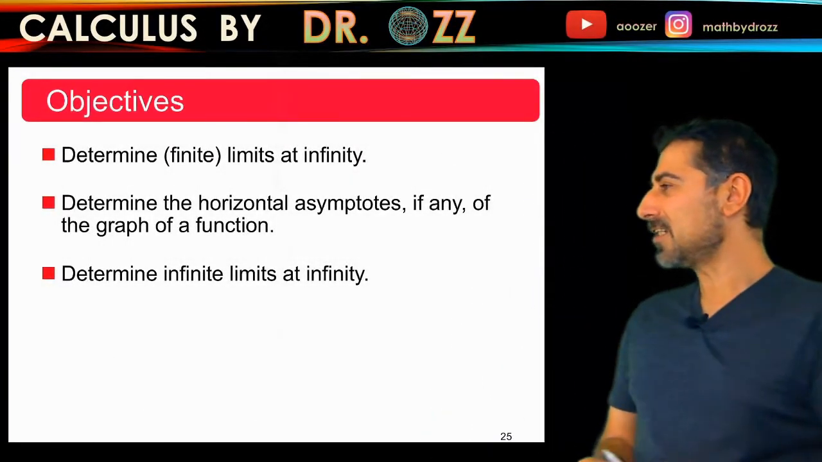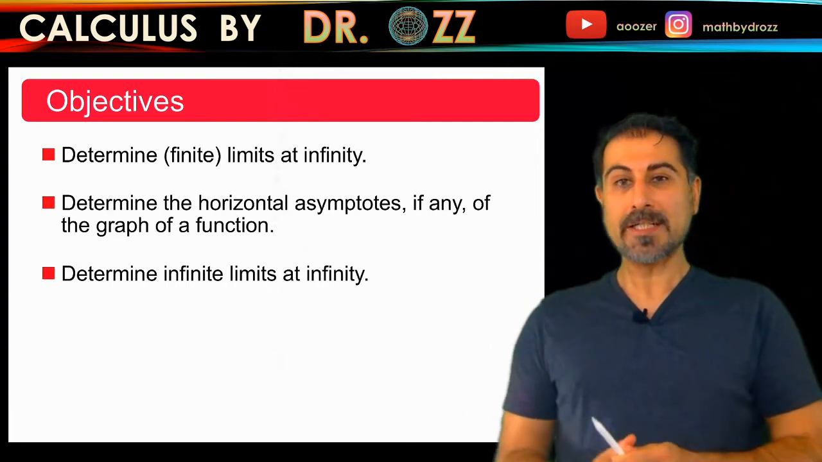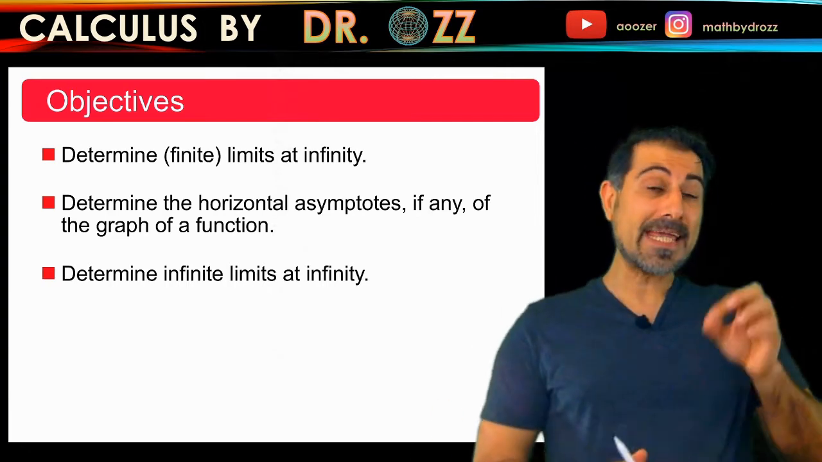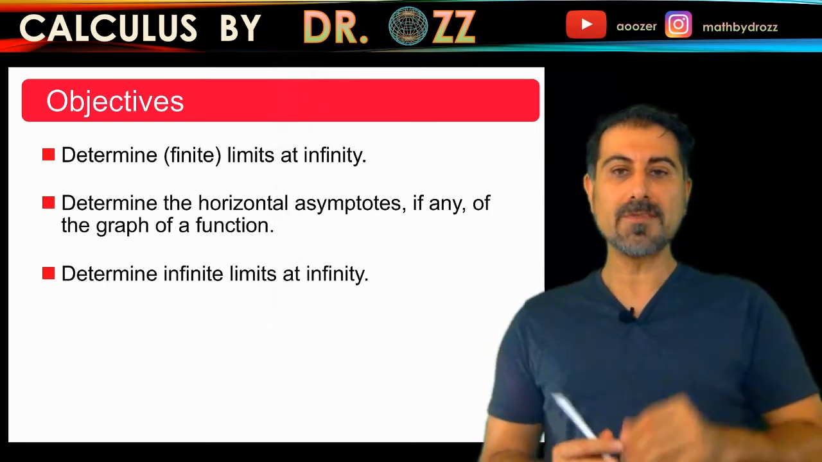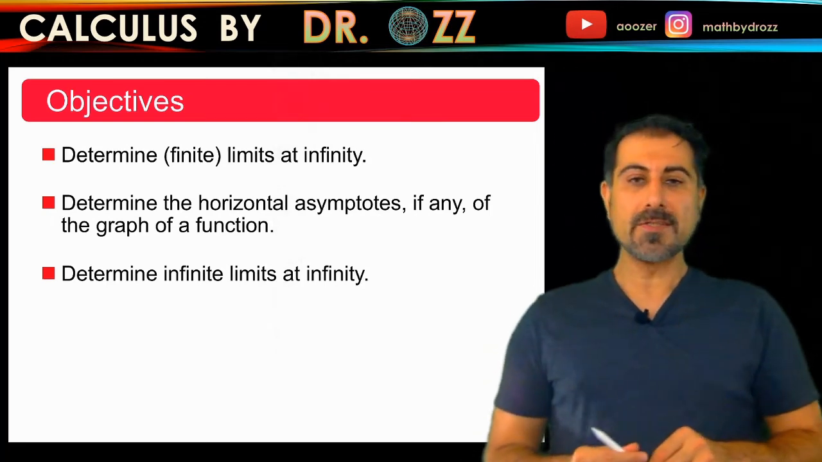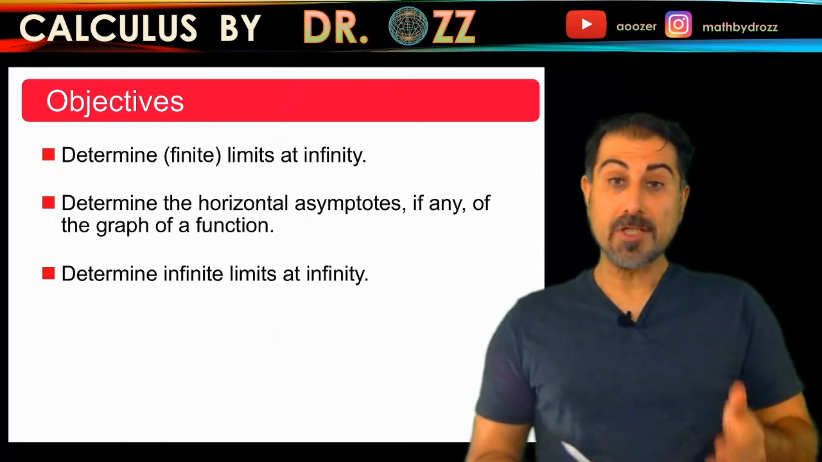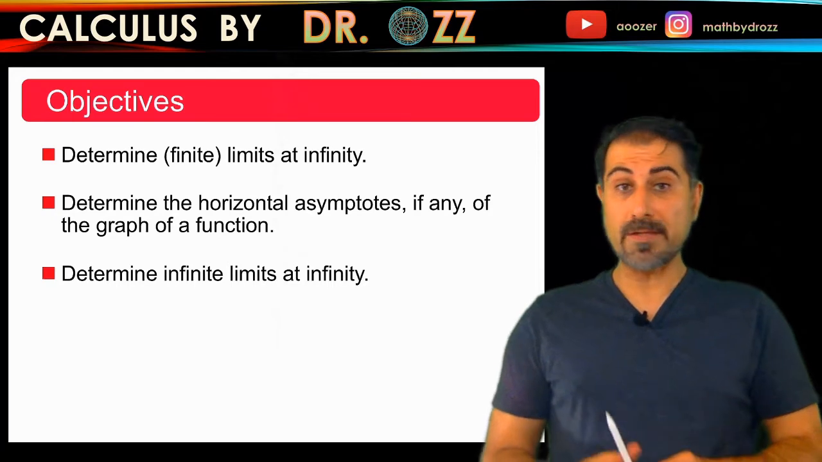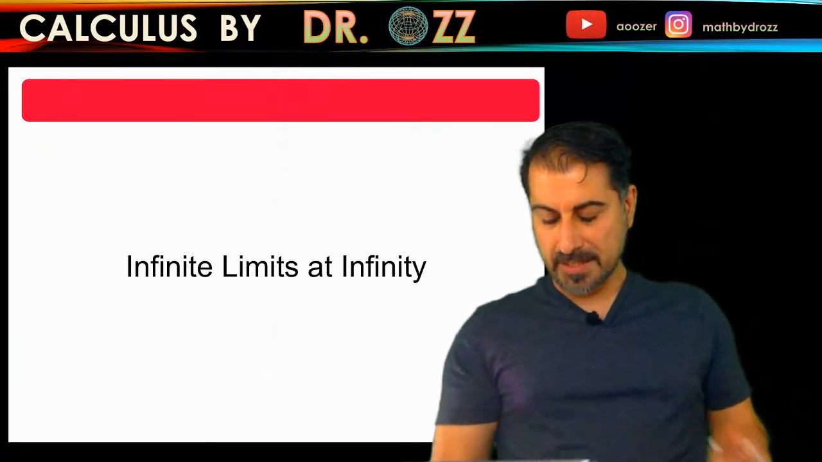After achieving two learning objectives in the first two videos, now we're going to talk about determining infinite limits at infinity. This learning objective is slightly different from the first learning objective because the result of the limits in the first learning objective were finite, but here they're infinite. So then you're going to try to understand what's going on. All right, so let's start. I'm going to talk about infinite limits at infinity.